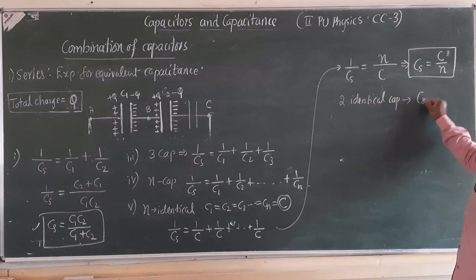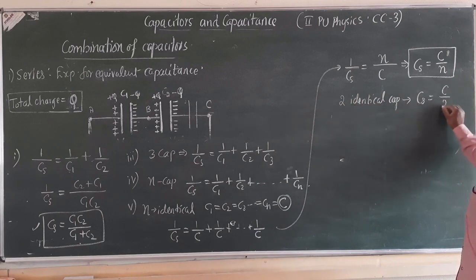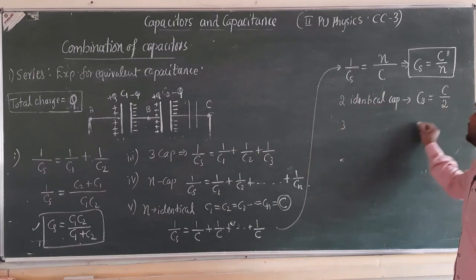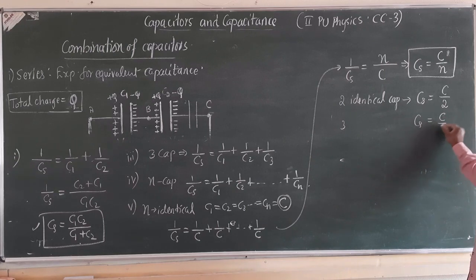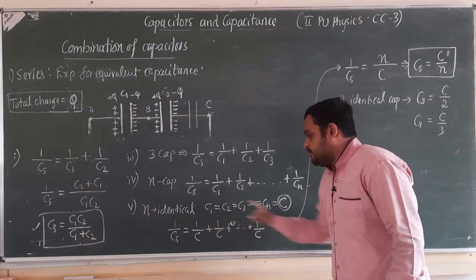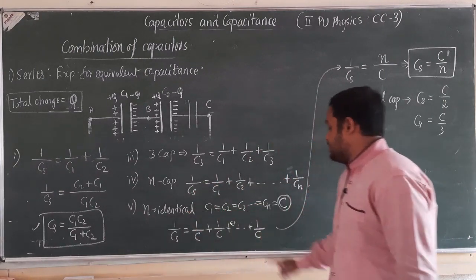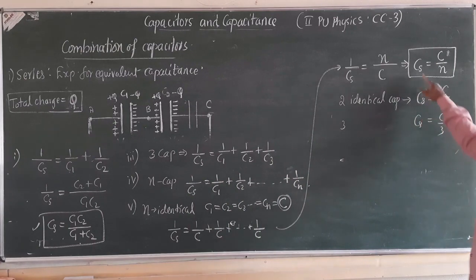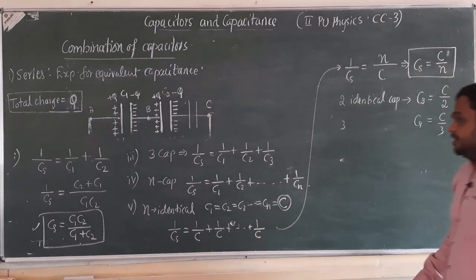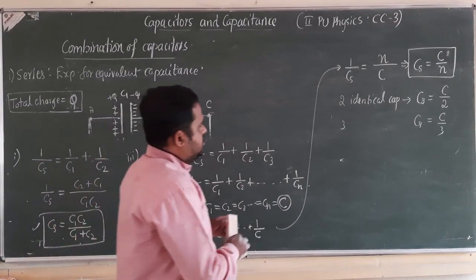For two identical capacitors, n is equal to 2 here, therefore Cs is equal to C divided by 2. For three identical capacitors, Cs is equal to C divided by 3 and so on. So, for n different values, this is the effective capacitance. For n identical capacitors, effective capacitance is Cs is equal to C divided by n. Okay, C divided by n.